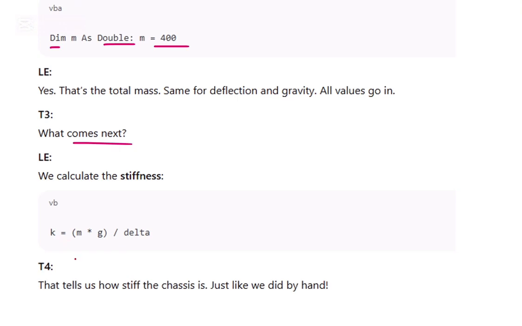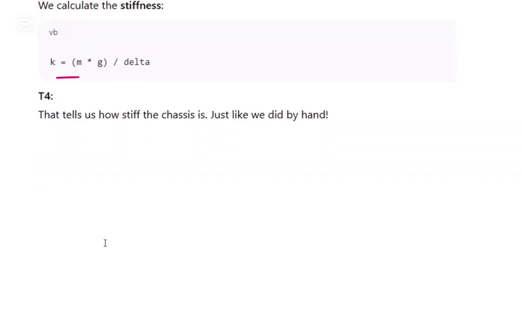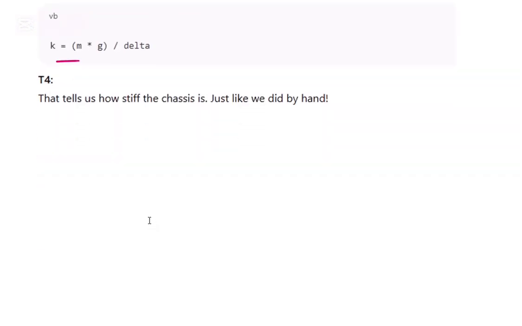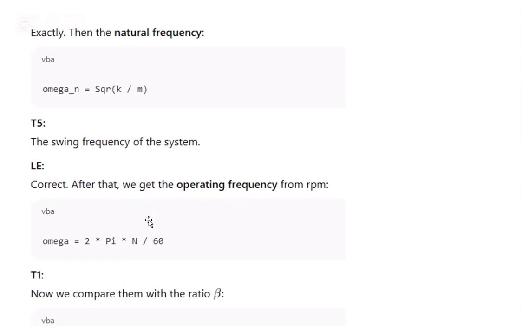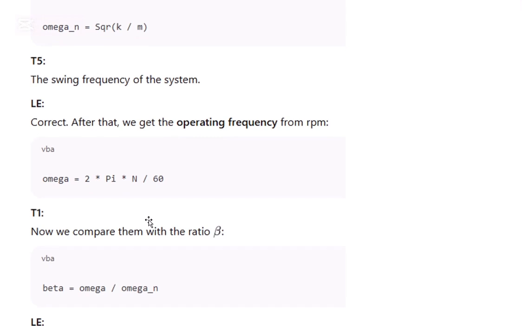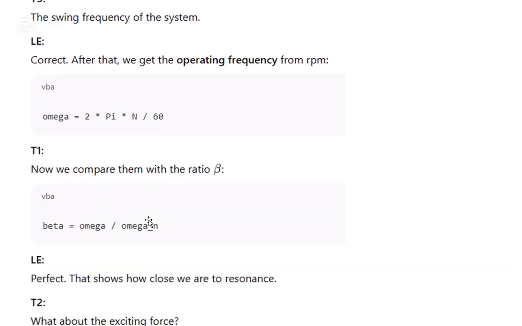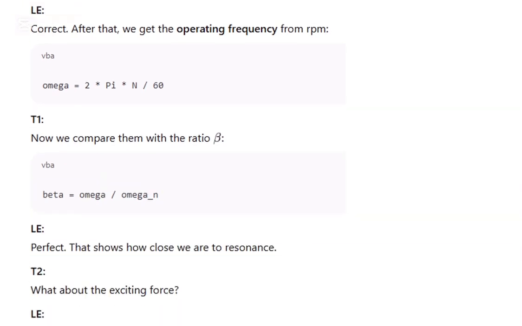What comes next? We calculate the stiffness value. That tells us how stiff the chassis is, just like we did by hand. Then we calculate the natural frequency, that's the swing frequency of the system. After that, from RPM we get the operating frequency. Now we compare them with the beta ratio. This shows how close we are to resonance.